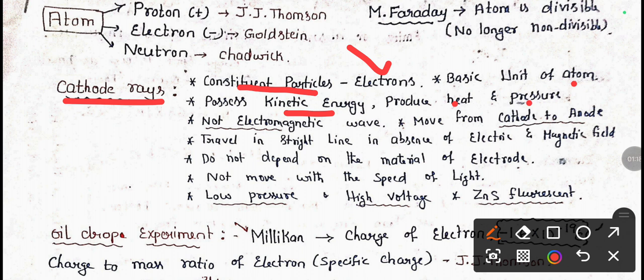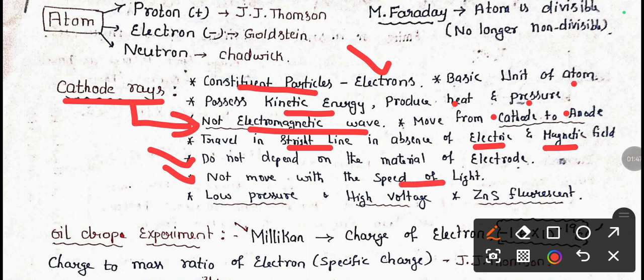The most important point is that cathode rays are not electromagnetic waves. As we know, cathode rays are negatively charged, so they move from the cathode to the positive electrode, the anode, and they travel in a straight line when there is an absence of electric and magnetic field. Also remember, cathode rays do not depend on the material of the electrode, and they do not move with the speed of light. So the cathode ray speed is not equal to the speed of light.